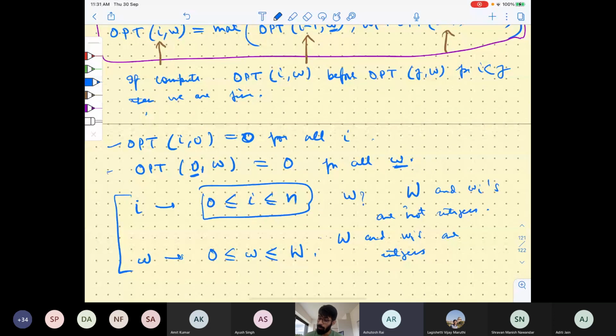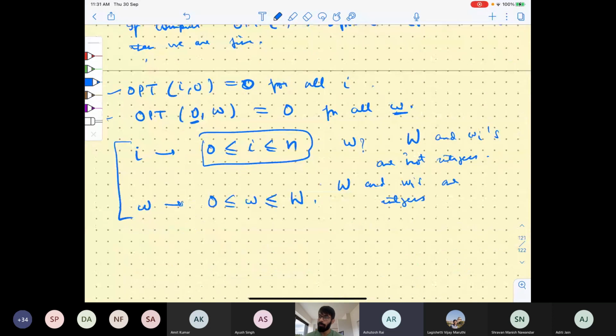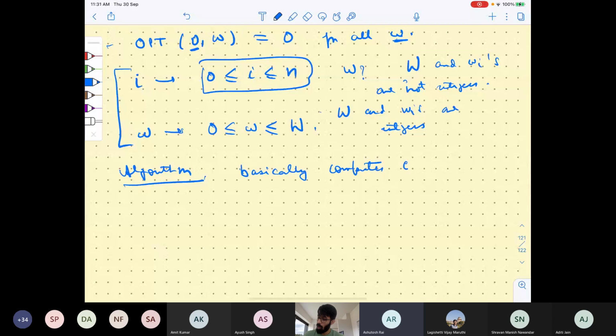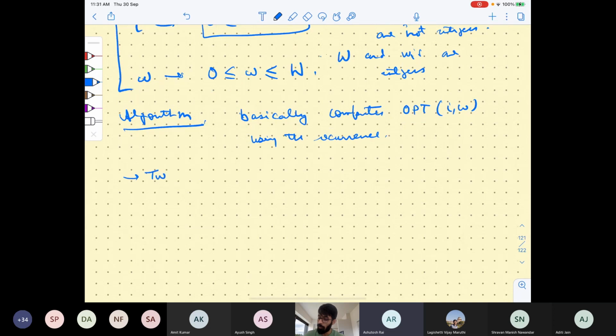And now this table is very well defined. This opt of i comma W is a W times n size table. So why am I saying table? Because now we want to design an algorithm that basically computes opt of i comma W using the recurrence. And like we said in the last lecture, this time we are not going to recurse, but we are going from bottom up. And now this is a two-dimensional table instead of a one-dimensional table.